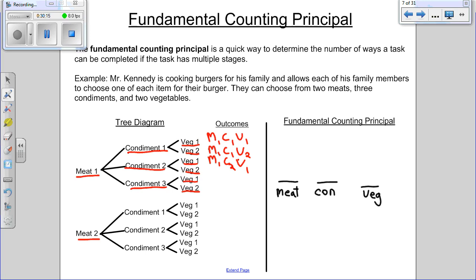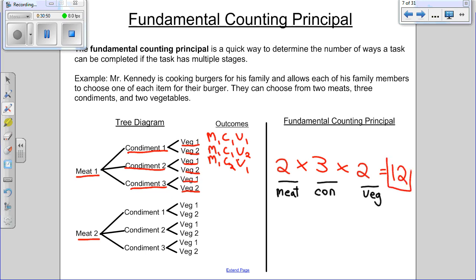So how many options do I have for meat? How many options for condiments? How many options for vegetables? I can choose from 2 meats, 3 condiments, or 2 vegetables. And if I multiply those together, that'll tell me the total number of combinations I could have. In this case, there's 12. It's called the fundamental counting principle. You put placeholders in, and then you fill out the number of possibilities for each placeholder.